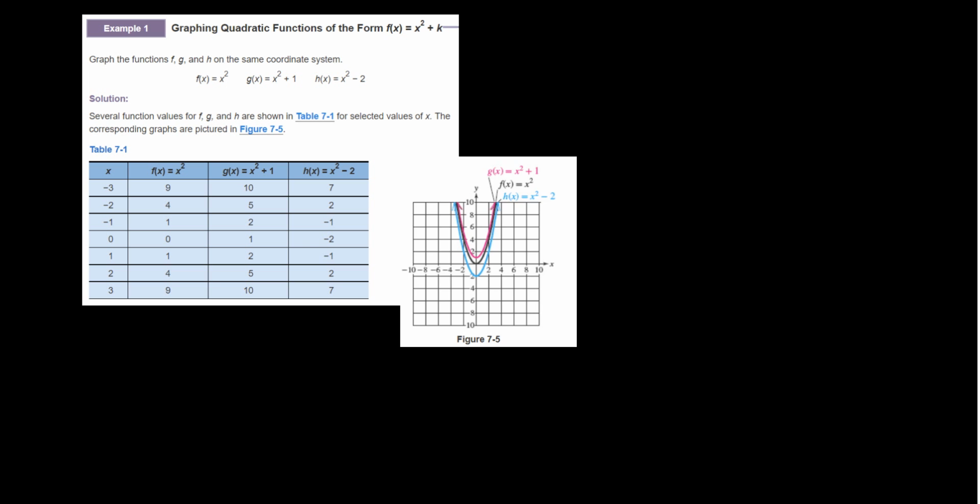Alrighty, so looking at example one, it reads: graph the functions f, g, and h on the same coordinate system. So all we're going to do when we graph them is take the function: f of x is x squared, g of x is x squared plus 1, and h of x is x squared minus 2. We're just going to pick some arbitrary numbers from -3 to +3, plug those x's in and get the y's out. By doing that, we can see that we indeed plot this graph over here.